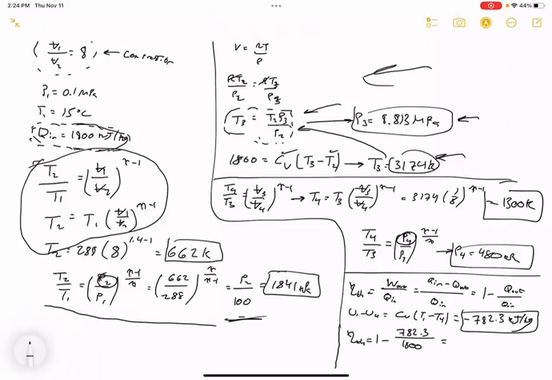So anyways, let's do the math here. 1 minus 782.3 over 1,800, and that gives us 56.5%. Well, it gives us 0.565. So 56.5% thermal efficiency. So what does that mean? That means that only 56.5% of the heat added into the system is actually being used as work. Everything else is being rejected, right?